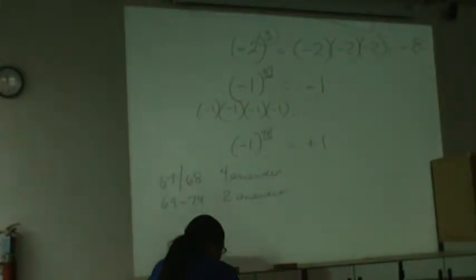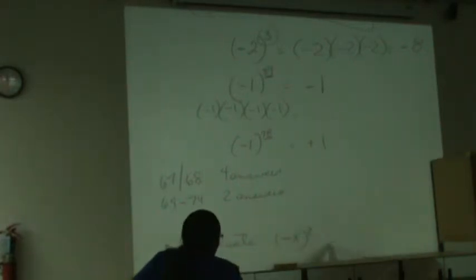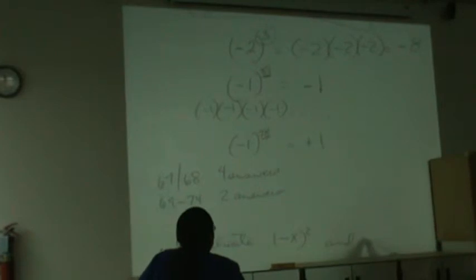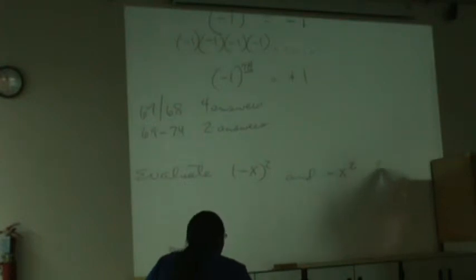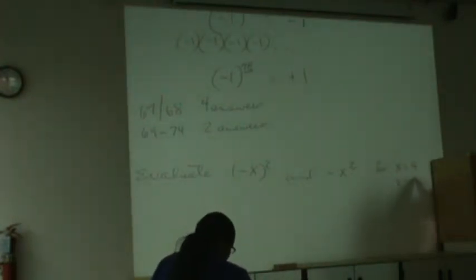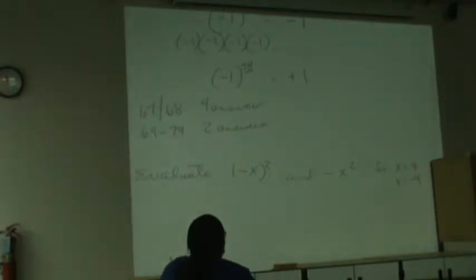67 says to evaluate -x in parentheses squared, and you need to evaluate -x without the parentheses with this squared. And you have to evaluate both of those for x equals 4 and x equals -4. So you need to decide what order we want to do these in.